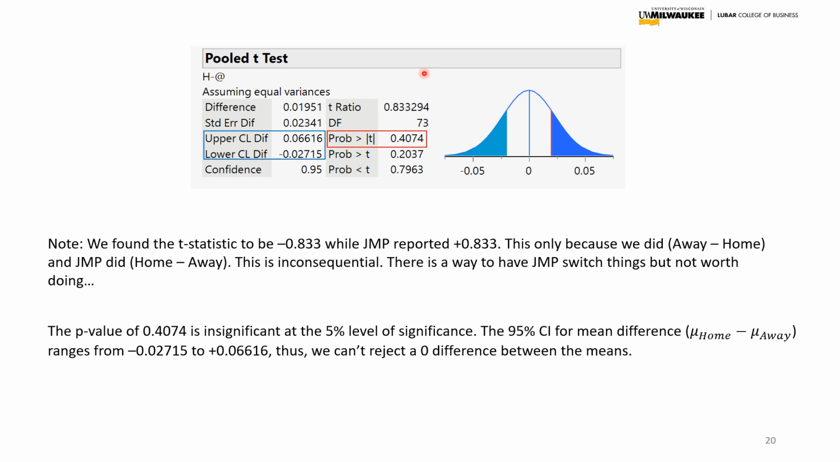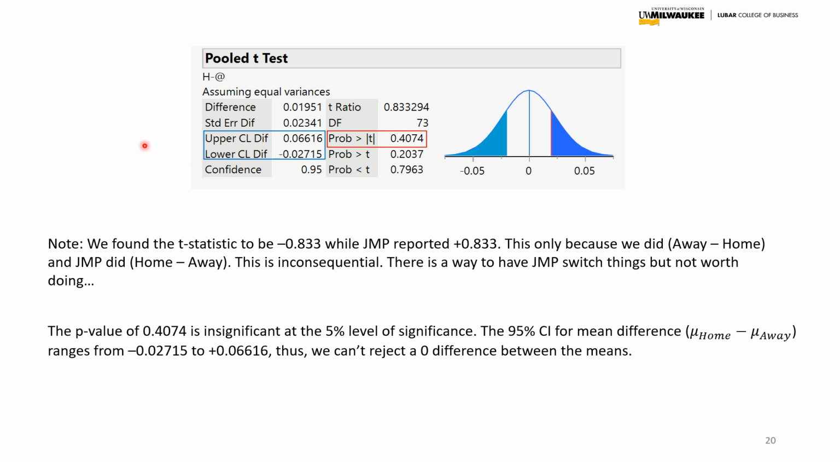The reason being is that we did away minus home and JMP did home minus away. This is inconsequential, and you can actually have JMP do it the other way. But in the end, this is a two-sided test, so it really doesn't matter. It shows us the p-value, and I'm going to look at the absolute value because that's a two-sided test, and we see the p-value to be 0.4074, which is insignificant at the 5% level.